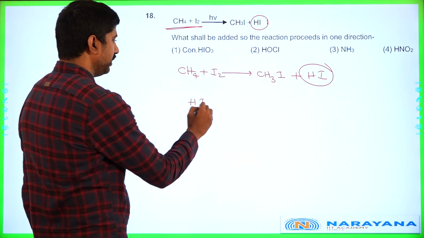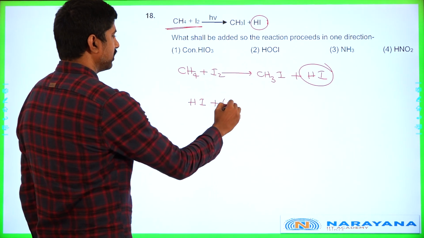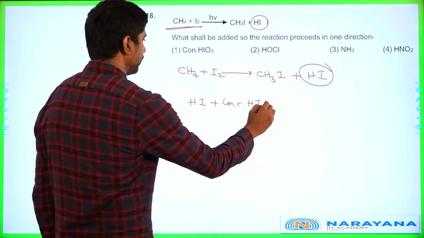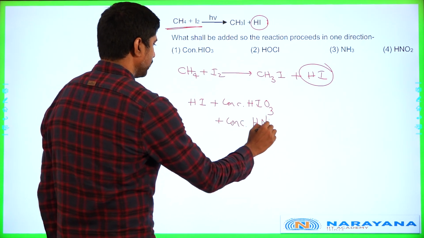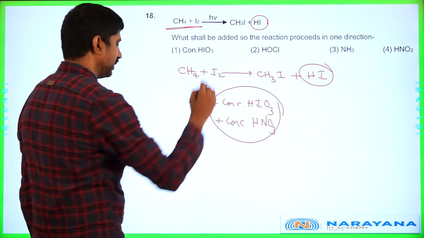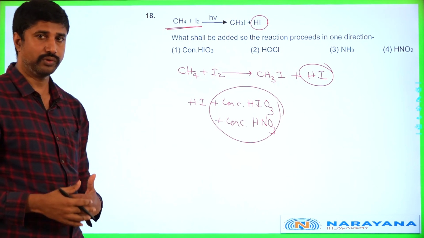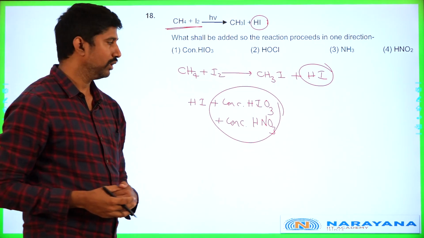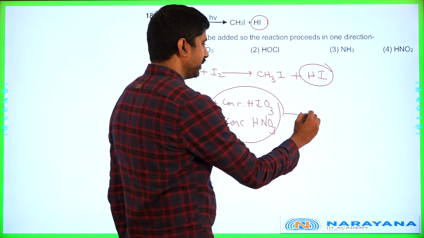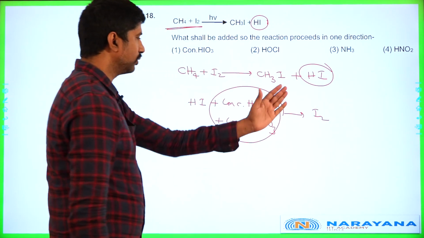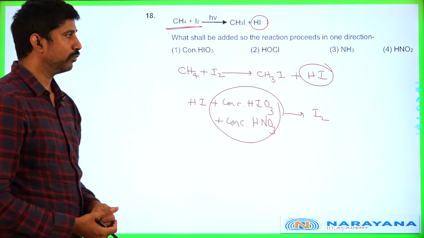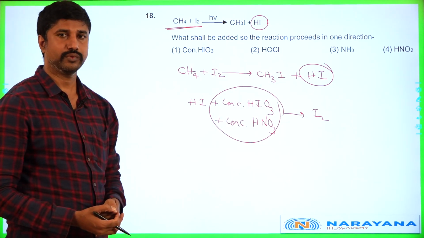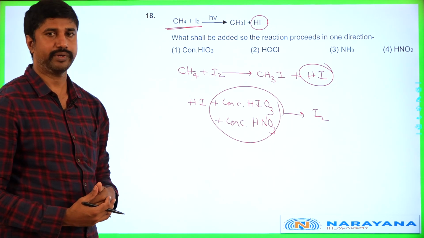And HI is oxidized by either concentrated HIO3, or we can take concentrated HNO3, which are good oxidizing acids, so that HI will be converted into I2 again. So I2 is again used as the reactant, and so we get more forward direction reaction. More forward direction will be obtained.